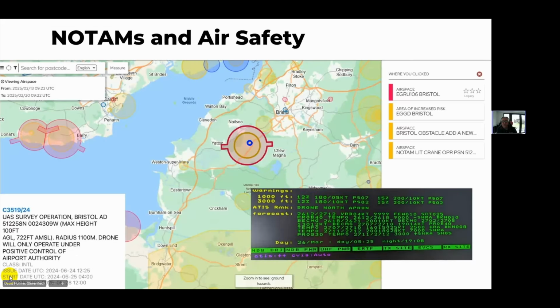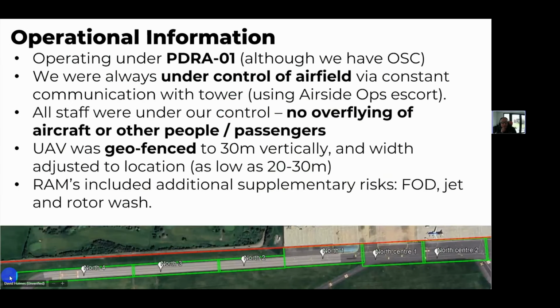And then in terms of the actual safety elements that you've got, obviously we're flying in controlled airspace. So we had to work with the airport to talk about the NOTAMs that we were going to be using. And then when we were operating at the airport itself, this is the sort of approach that we use. And again, this was negotiated with the tower and with airside ops, exactly how this would work.